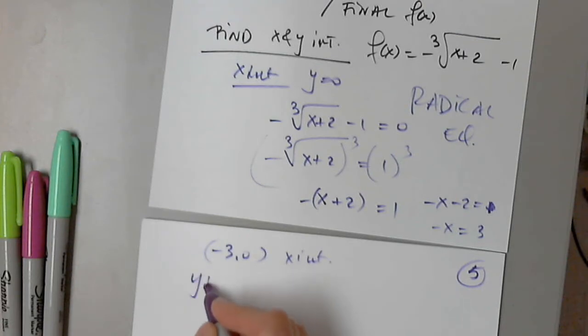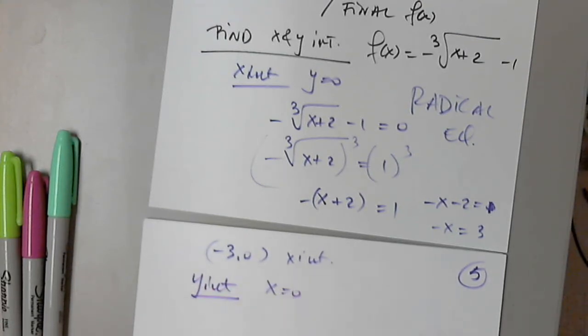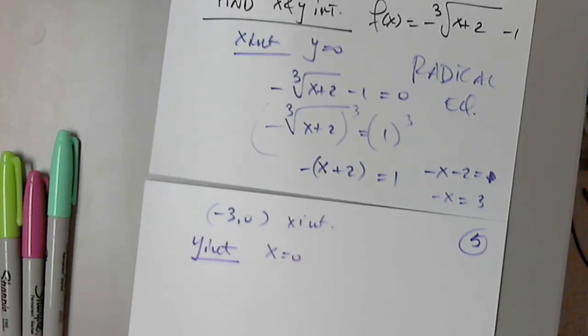Okay, so finally let's find the y-intercept. Maeve already told us to put x equals 0 in there. So f of 0 will be negative the cube root of 2 minus 1. That needs to be approximated if I want to plot it, but that's good enough for me. So 0 comma negative the cube root of 2 minus 1 is the ordered pair representing the y-intercept.